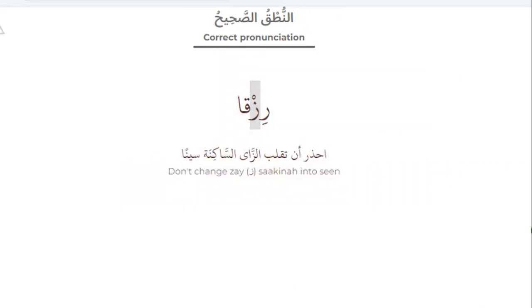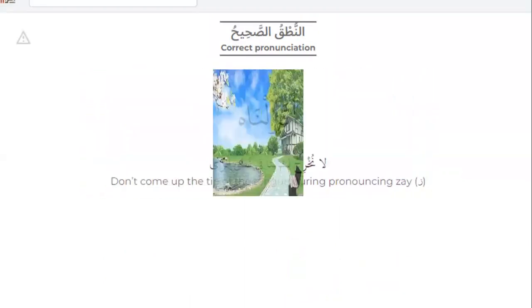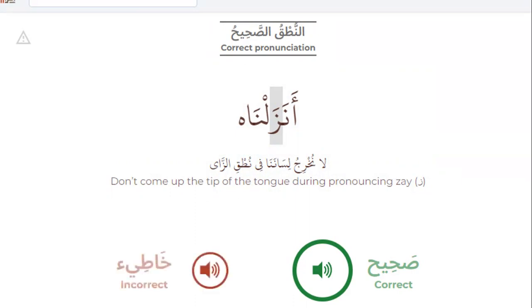Example, please repeat after me. Rizqan, rizqan. That is the correct pronunciation, but the wrong one is with sin, riz. Number three, don't raise the tip of the tongue during pronouncing Zai. Example, please repeat. Anzalnahu. It's anzalnahu, not the wrong one.